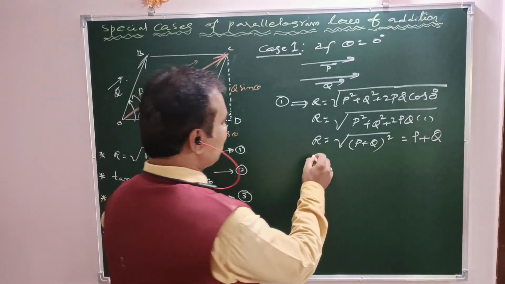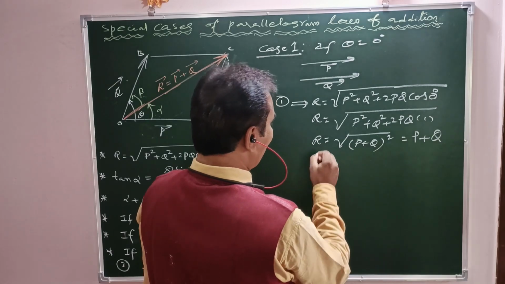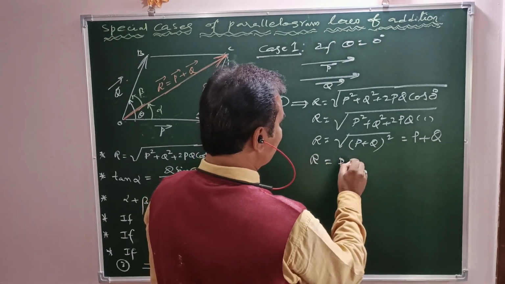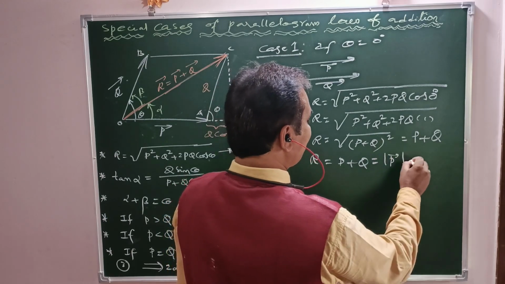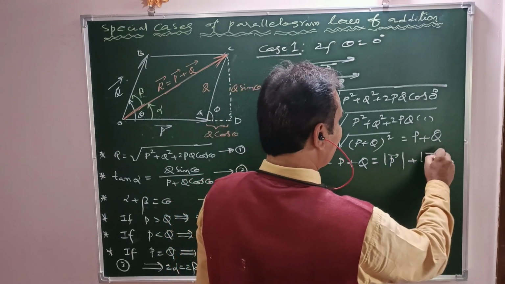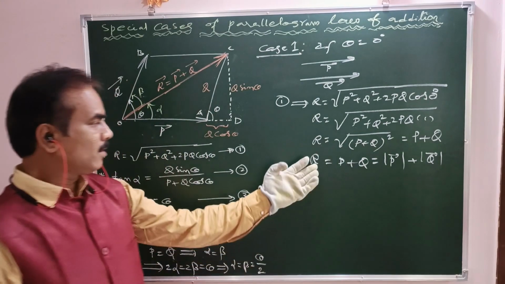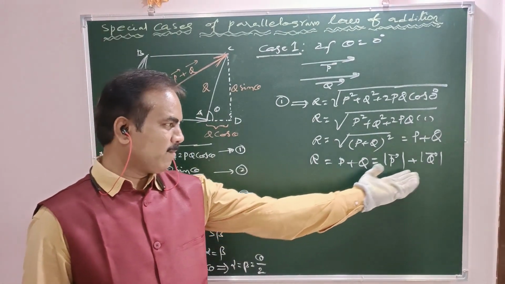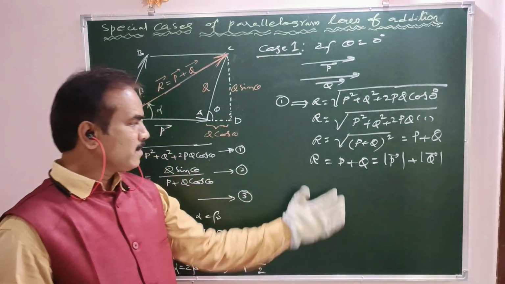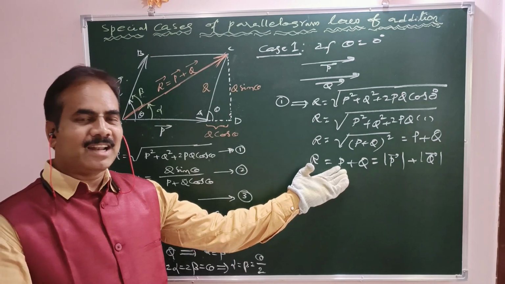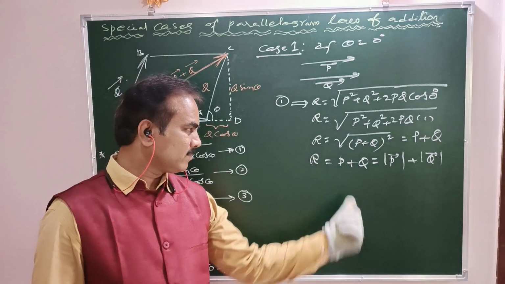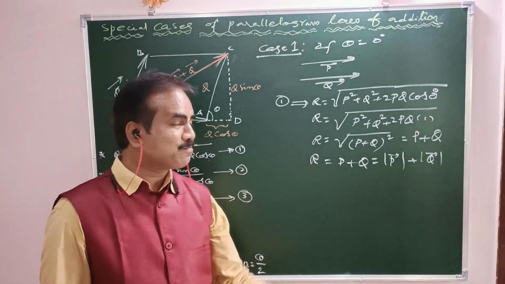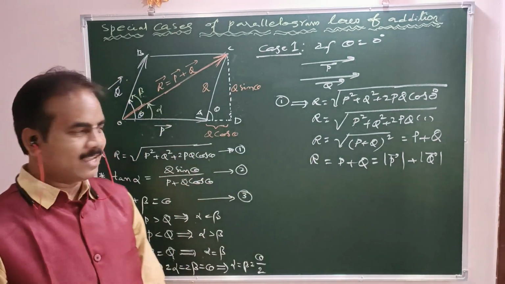So R equals P plus Q, that is, mod P bar plus mod Q bar. The resultant equals P plus Q. Simply, in this case vector addition becomes equal to algebraic addition, especially when theta equals 0 degrees.